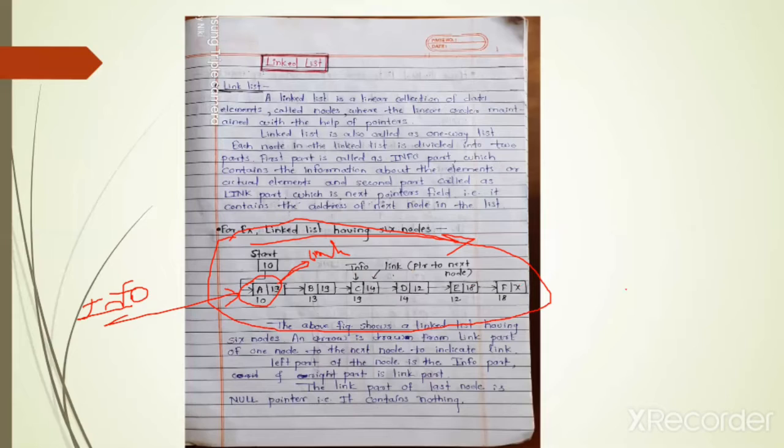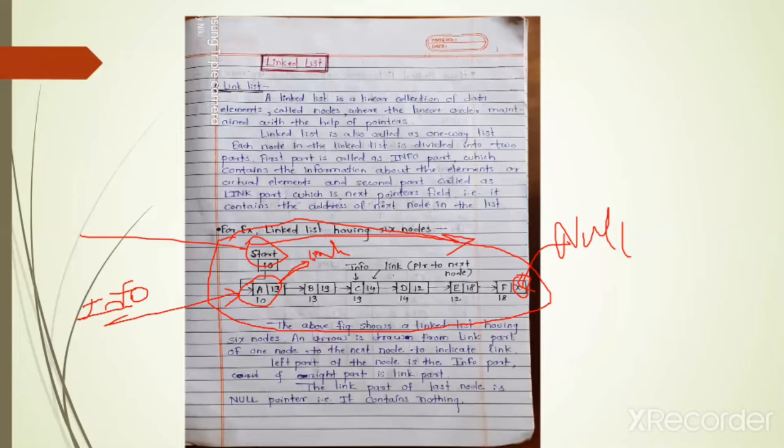The link part of the last node, this is the last node, the 6th node, its link part is null. That is, it contains nothing, means there is no next node after this last node. So it is blank, or it indicates null. To trace the linked list, we just require the address of start, means we just need a start node to trace the linked list.